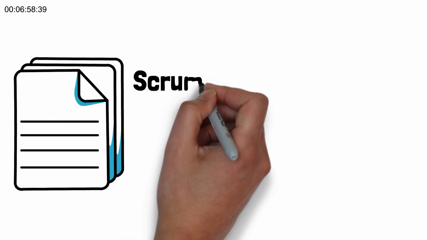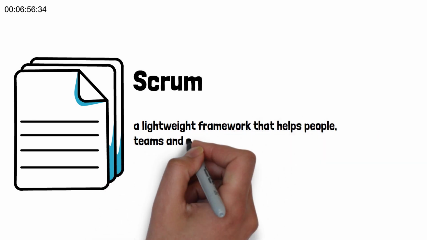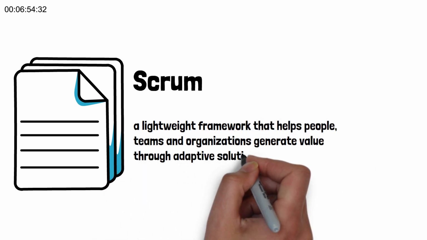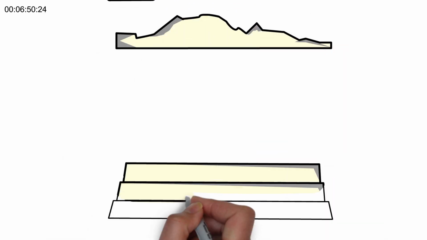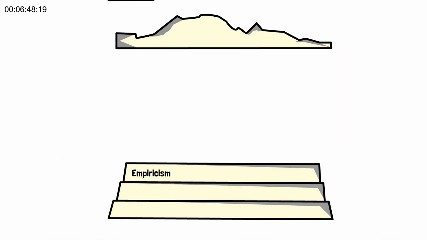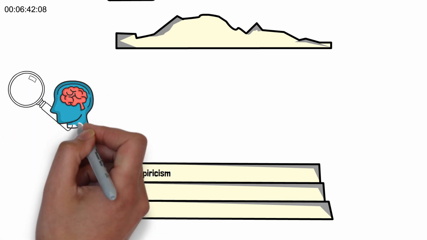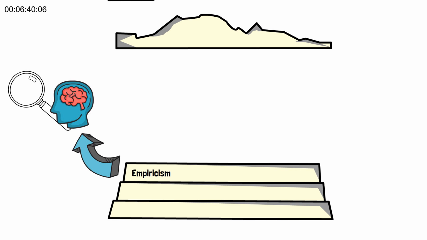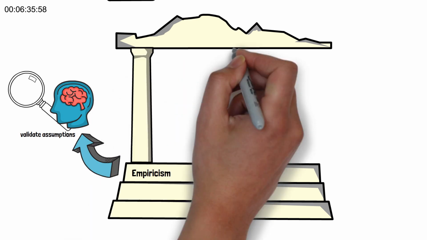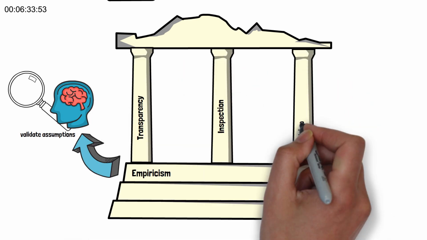Scrum is a lightweight framework that helps people, teams, and organizations generate value through adaptive solutions for complex problems. As a framework, Scrum is built upon empiricism, where knowledge comes from experience and decision-making is based on what is observed. To put it simply, Scrum is not about making assumptions. Scrum is about validating assumptions. The three legs of empiricism are transparency, inspection, and adaptation.